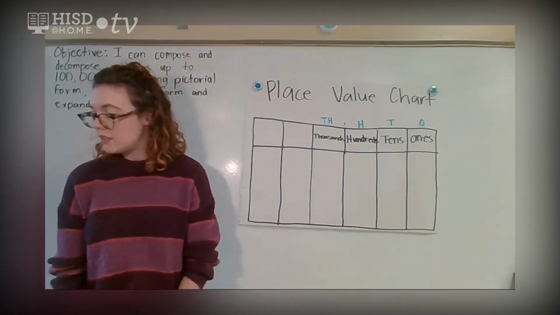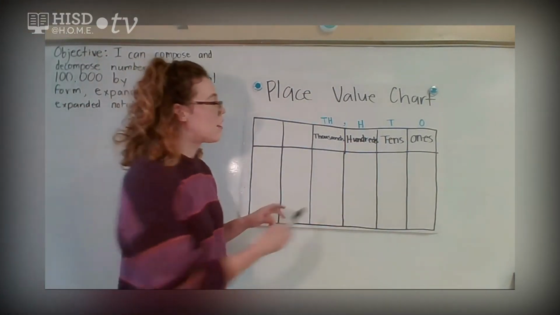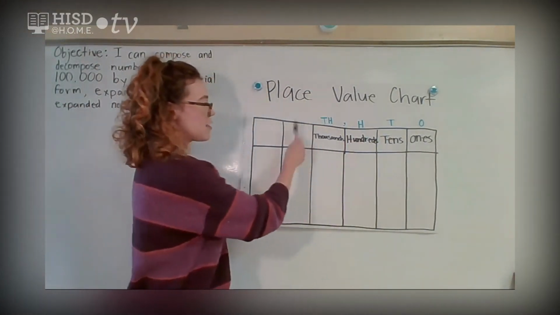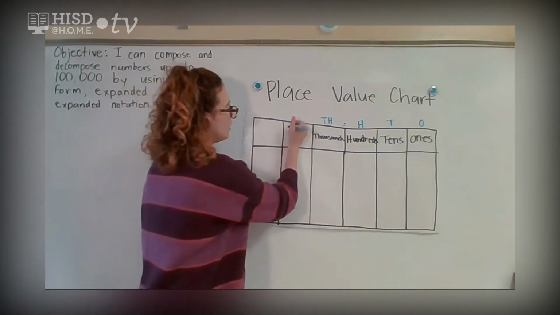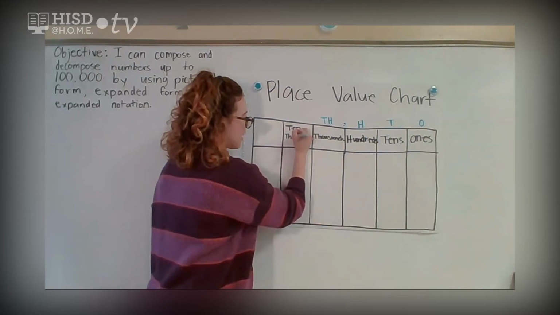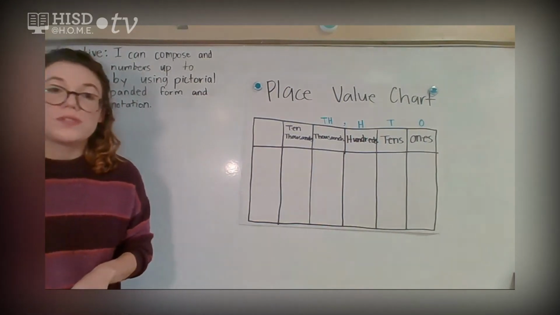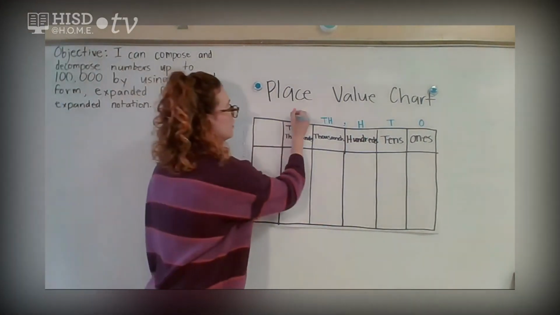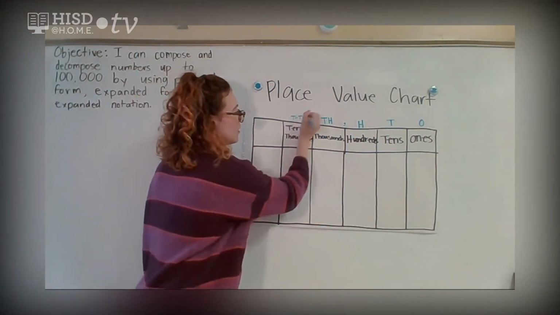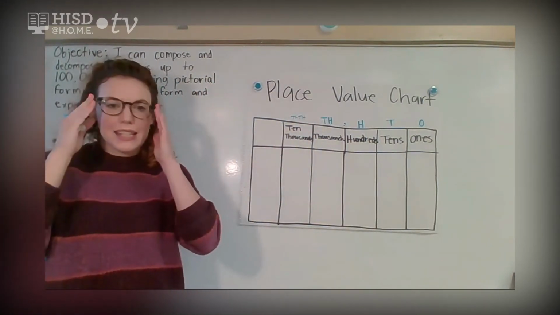Our next place value is 10,000s. Look, we go from ones to tens. We go from thousands to 10,000s. 10,000. And for this abbreviation, I just do T-TH. 10,000s place.